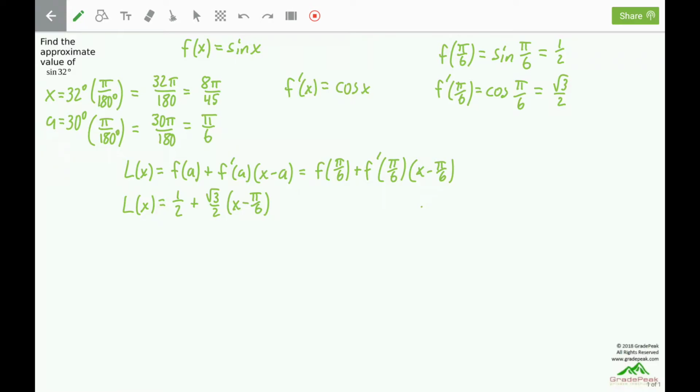The f of 32 degrees is approximately equal to the L of 32 degrees. The f of 32 degrees will be the f of x with 32 degrees replaced in for x, so this will equal sine of 32 degrees.